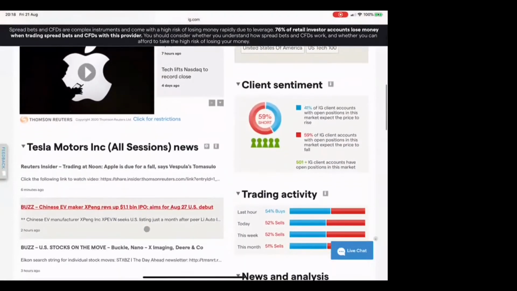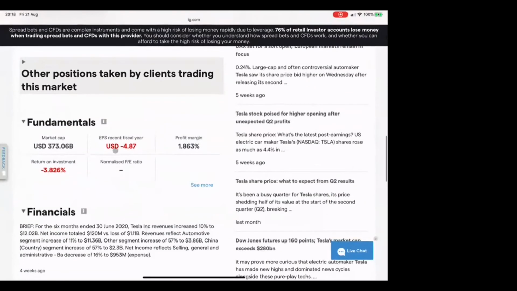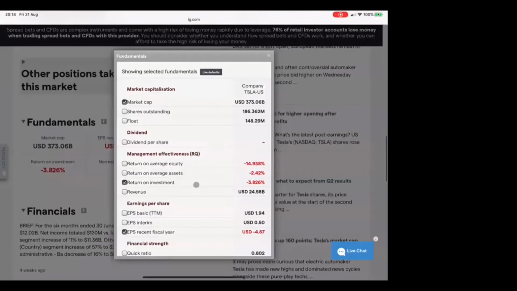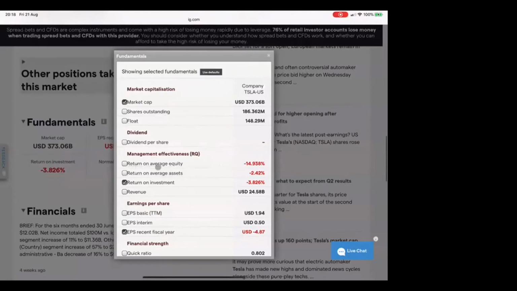Then you go down to have a look at the fundamentals. As you can see, in the fundamentals you've seen some red already. Some companies are worse. You see a lot of red. You can see here that the market cap of the company is $303 billion. Okay. Its shares outstanding as well. You can see the return on average equity is minus 14%. Microsoft was 40% on return. This is minus 14%. Okay.